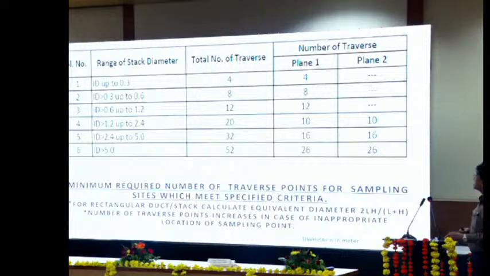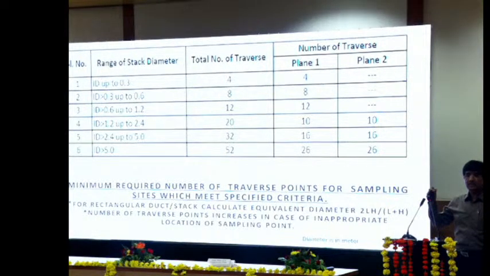Now the requirement says suppose the diameter of the stack is up to 0.3 meters. In that case you can go for 4 traverse points, and plane 1 basically means only one porthole will be sufficient. Note this is the inside diameter, not the outside diameter. This is the stack diameter from inside. So if it is of the order of 0.3, then you can go for 4 traverse points.